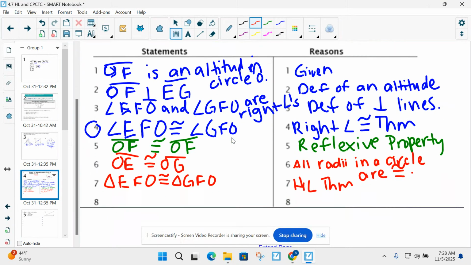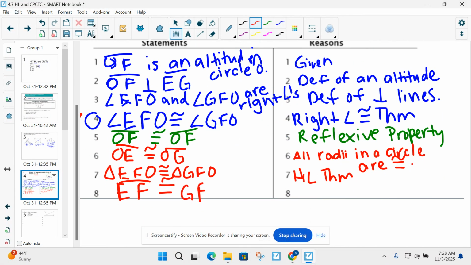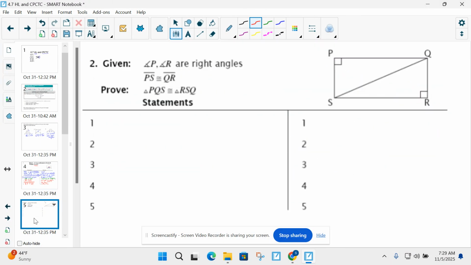So we can say that EF is congruent to GF because of CPCTC. Since EF and GF are corresponding parts of those congruent triangles, we know that they are in fact congruent. We'll learn more about this on the next page.